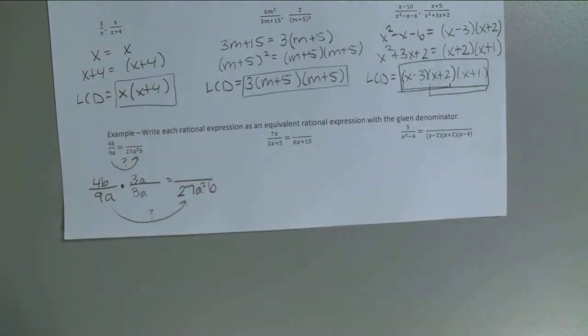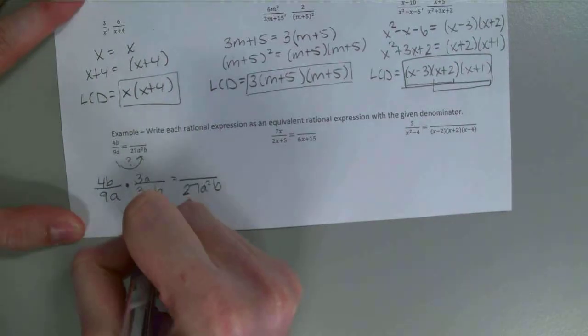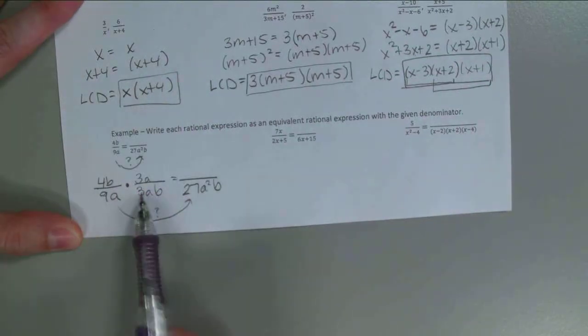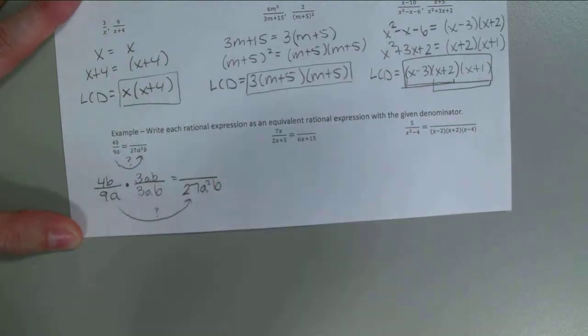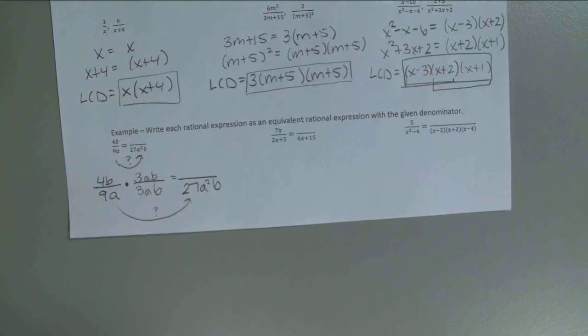And then how did we get to b? We multiplied by b. So do you guys agree that the bottoms line up? 9 times 3 is 27. A times a is a squared. And then b is b, so we'll have a b. So what are we technically multiplying by? We're technically multiplying by 1. So we're not changing our fraction at all. We're just making it look new.